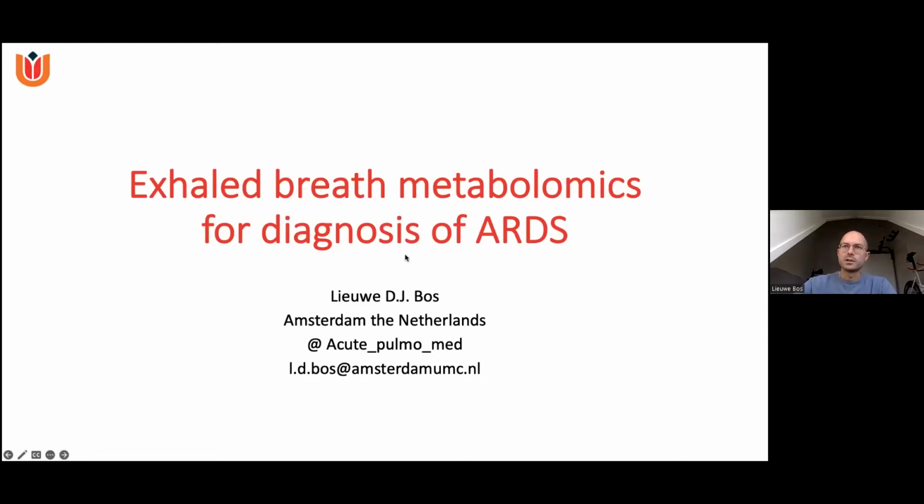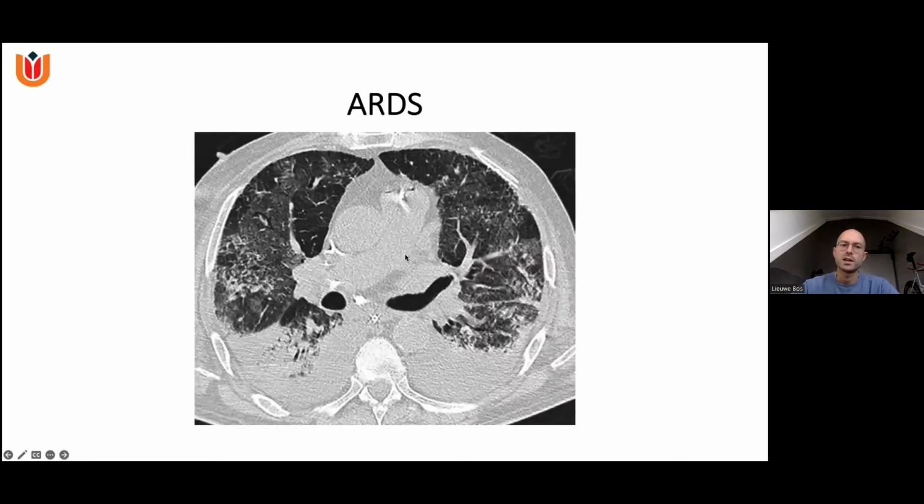Acute respiratory distress syndrome is an acute disease that's mainly seen on the intensive care unit, characterized by protein-rich pulmonary edema, here depicted in a CT scan of the lungs as the white mass that you see throughout both lungs. And the main problem with these patients is that they have difficulty breathing and require intubation and invasive mechanical ventilation in order to survive.